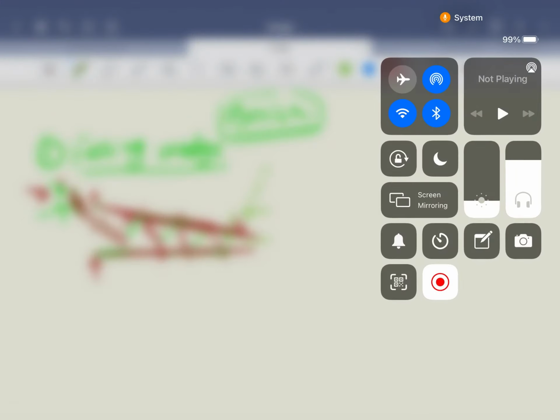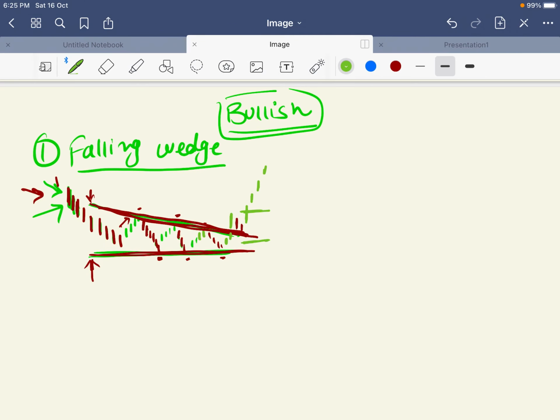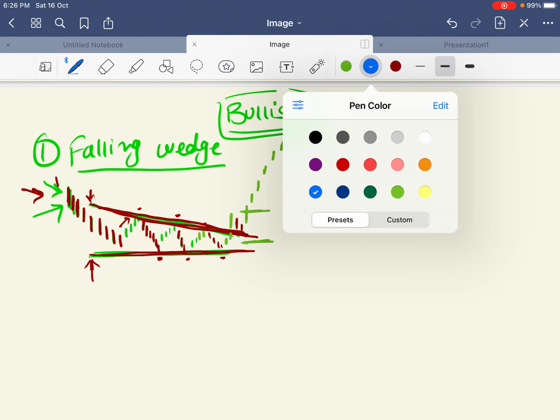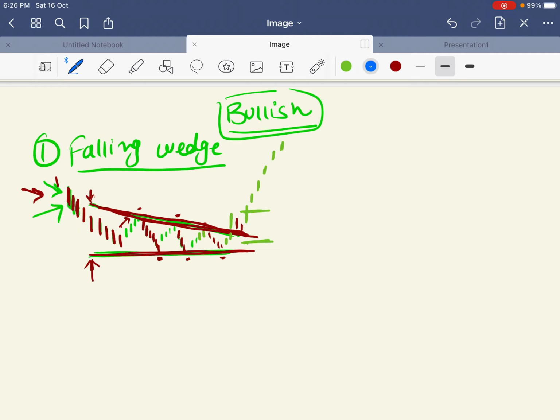Let me check again. I think you get an idea of how to enter a falling wedge. You can put your stop loss here and look for a longer or bigger target. Let me switch to another one. So this is the first bullish pattern that I discussed, the falling wedge. Now I will discuss another bullish pattern.